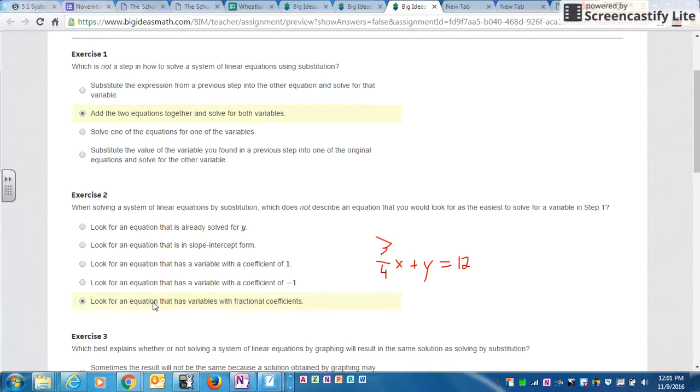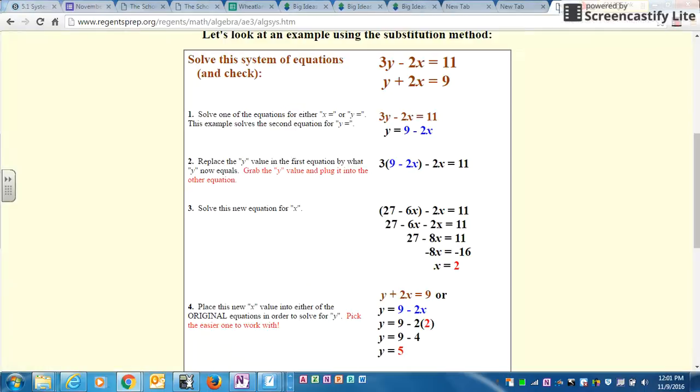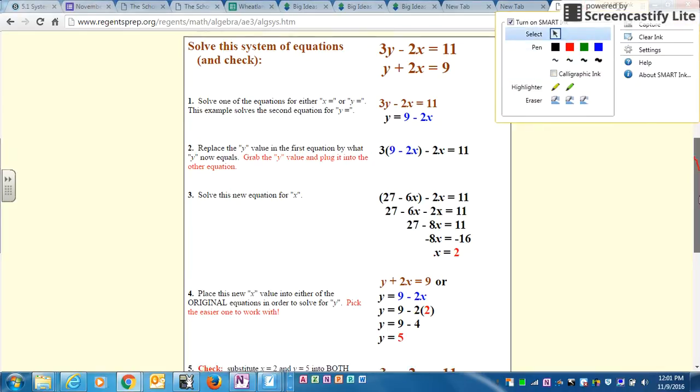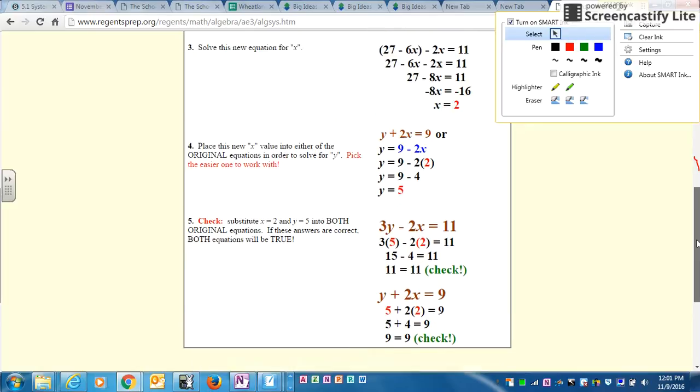So I want you to see if you can answer the rest of the questions on your own and see how you do. And also, you need to make sure that you are copying this sample problem down in your notes. So that might take you a couple extra minutes.